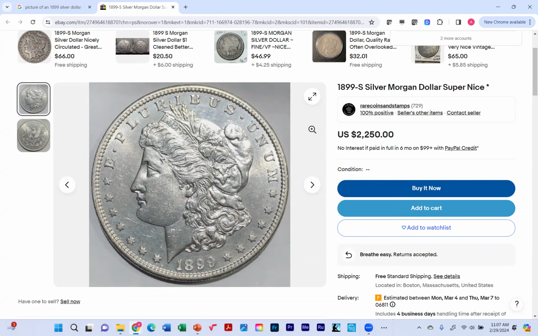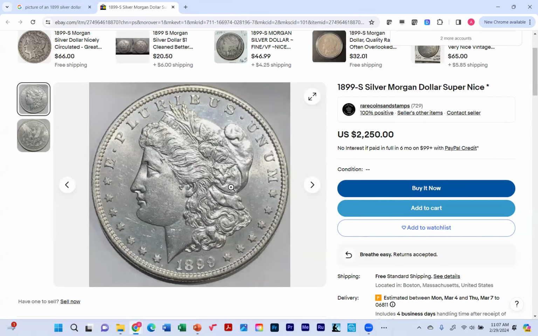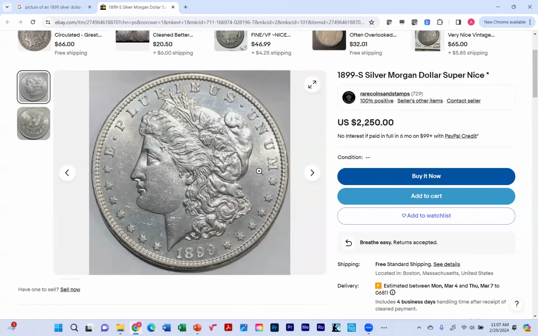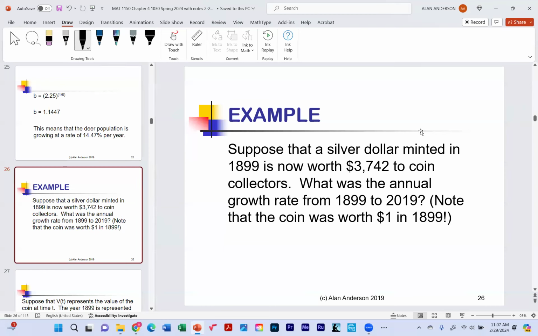So now in our example, we're going to assume that our silver dollar is worth 37.42. Let's say it's in nicer condition than this one, and therefore it's worth more. This one's in pretty good shape, but it's not perfect. So we want to know what was the change in its value per year over that time period. Now, we're going to assume that the years we're looking at are 1899 when the coin was issued and 2019.